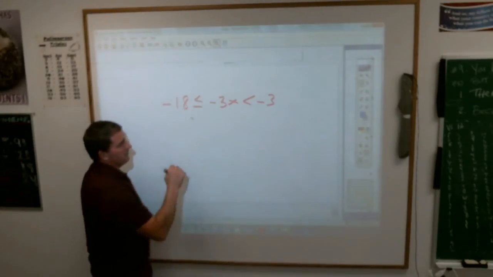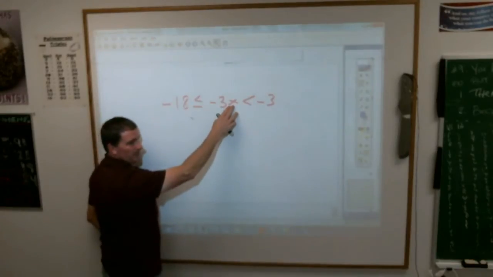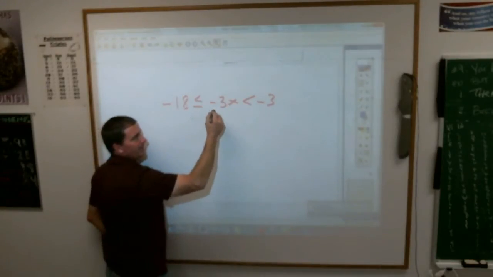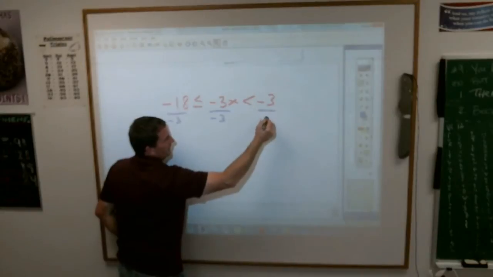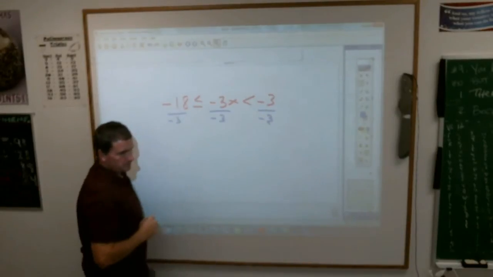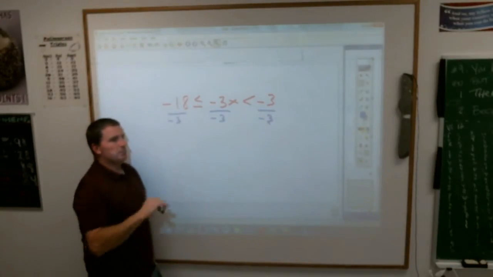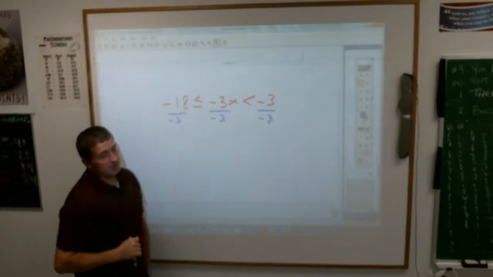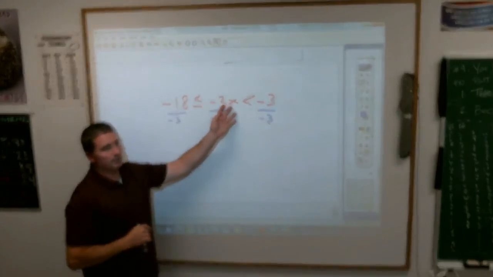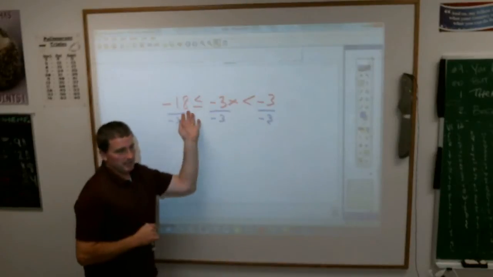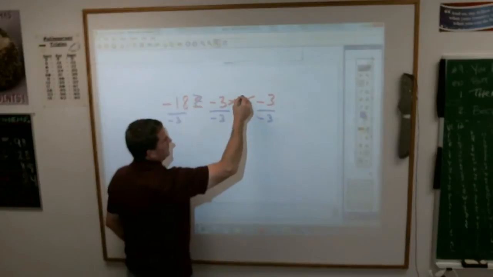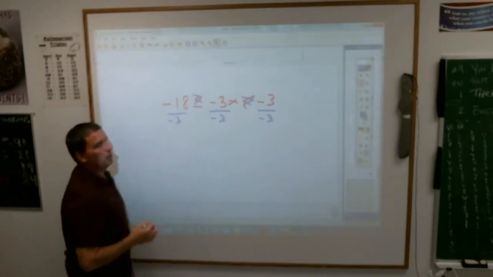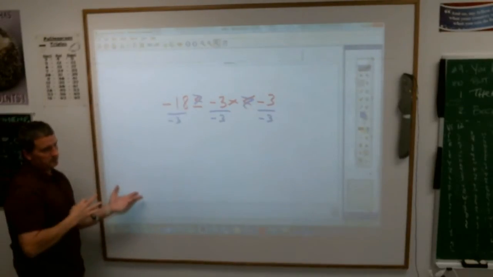It gets a little complicated here. To get x by itself, I need to divide by a negative 3. That means everything gets divided by a negative 3. I kind of did it all in one step. But just like when we talked about other inequalities, if you change the sign of the variable, the inequality signs change as well. So now this ends up going this way, and this ends up going that way. And the whole thing really gets flipped around.